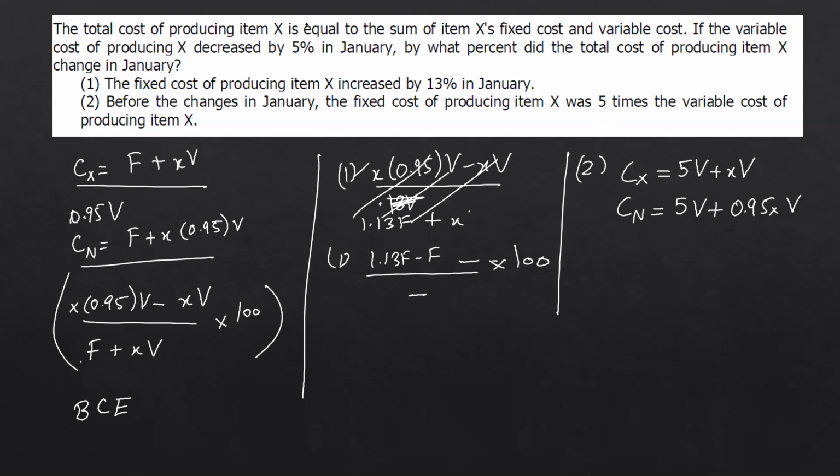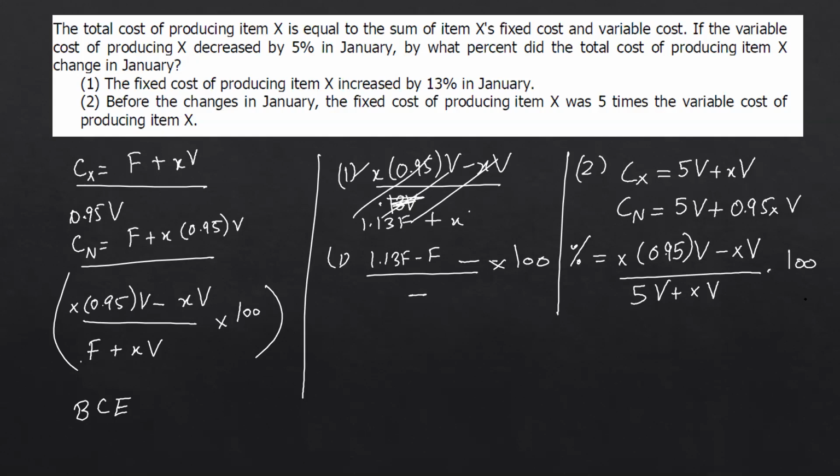So now what is happening? I'm just making sure that it's not telling me that the fixed cost has also changed. No, it has not. Okay, so now percentage change is just this minus this over this into 100. So that is going to be 0.95 XV minus XV, divided by 5V plus XV, into 100.